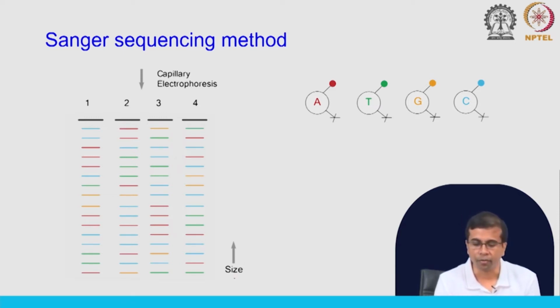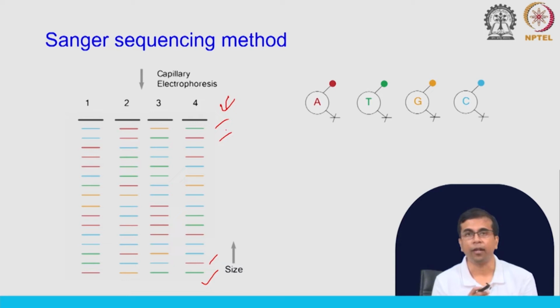So, if you are running from this direction, after some time the smaller fragments will come down here, and the bigger fragments will remain here. Once these fragments are separated, we can read the fluorescence signal of each of these fragments. Let us imagine the fluorescence signal of the lowest fragment here is green, the next one is red, and so on. By reading this signal we know what base is present at the end of that fragment.